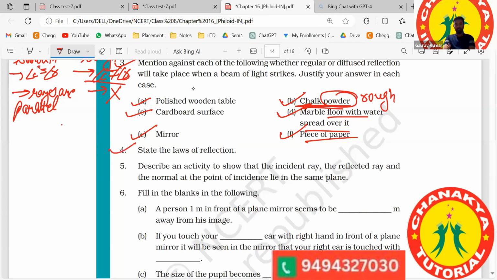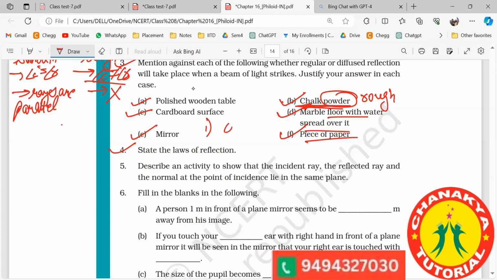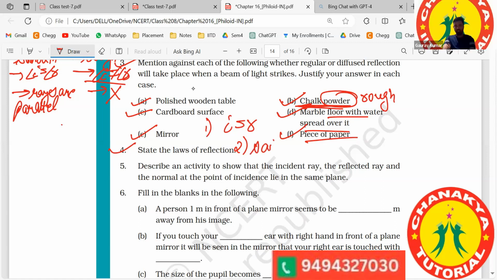Now state the laws of reflection. Sir, the first law: angle of incidence is equal to angle of reflection, I is equal to R. The incident ray, reflected ray and normal lie in the same plane. Okay, all these lie in the same plane.